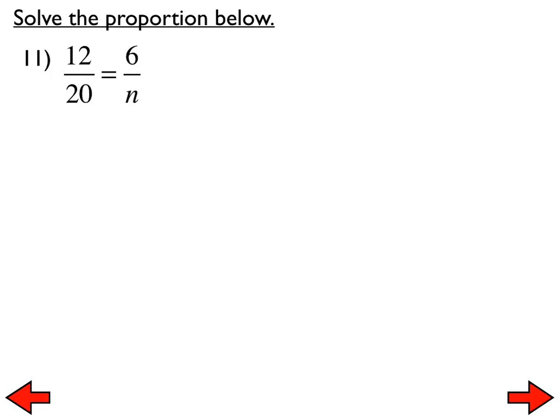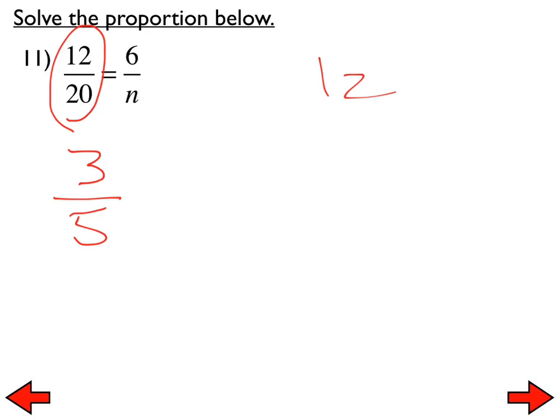Go ahead and finish off the proportion for number 11. We have 12 over 20 equals 6 over n. Now notice that in this one, the ratio that I'm giving you actually has bigger numbers than the ratio on the right. So here's what you could do. What you need to realize is that there are many ways of writing 12 over 20. One is, if we divided top and bottom by 4 to reduce it, we would end up with 3 over 5.